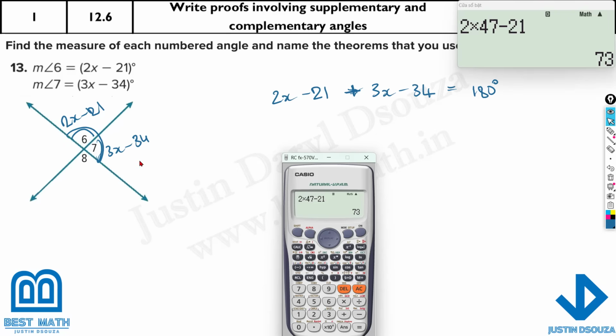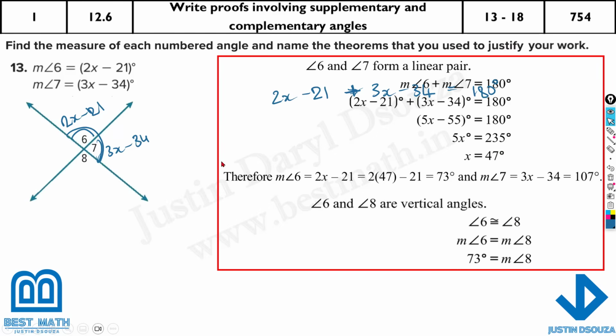What is the other one? That will be 180 minus 73. So here you can see all the angles. The measure of angle 8 is 73 degrees, and 6 and 8 are vertical angles. And what about x? x was 47 degrees. From this, we can easily solve 6 and 7. 7 is 107.